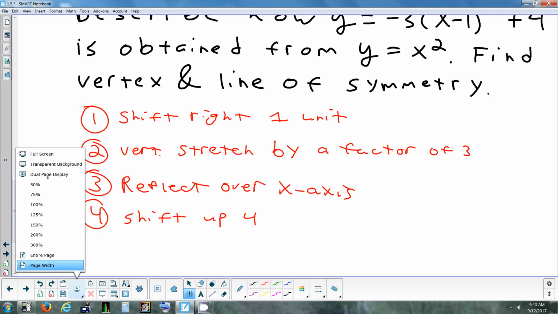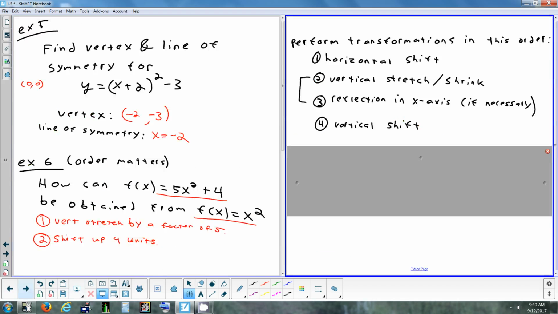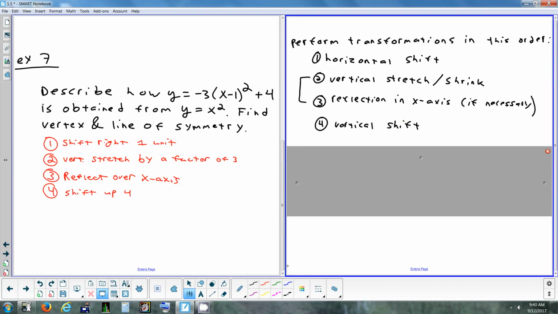Okay. But in general, these are the steps to follow. Always do your horizontal shifts first. Then you do your vertical stretching, shrinking, which is what we did in step 2. Reflecting over the x-axis, if necessary. These are all if necessary. If you don't have it, you don't have to worry about it. And the last thing is always a vertical shift. If you're wondering where a reflection over the y-axis would come in, that would be right here.